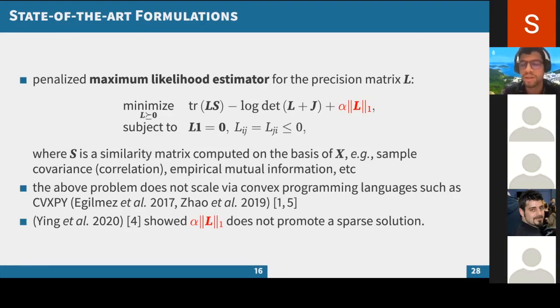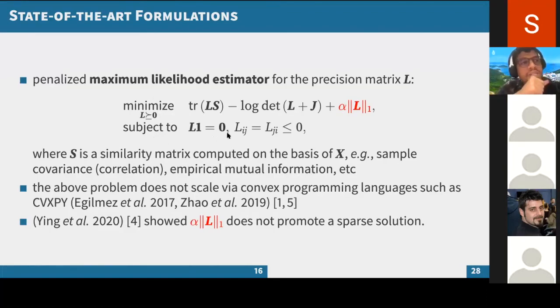If you are not familiar with convex optimization, don't worry about it. Loosely speaking, a convex problem is a problem that we can solve in polynomial time. But again, depending on the dimension of the problem, even though it's convex, it may not be suitable to be solved by convex programming languages such as CVXPy. Then there is the need to design ad hoc algorithms to solve this problem in a scalable fashion, so that we can estimate those matrices with over a thousand nodes. With CVX, if you try to solve this problem on a personal computer, depending on the configuration, you cannot do more than 50 nodes. You cannot have more than 50 stocks in your network if you want to do it on your laptop.